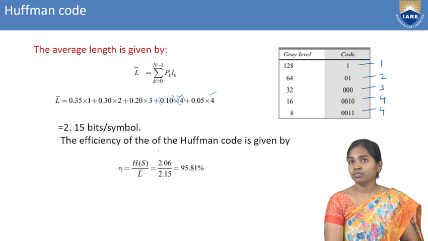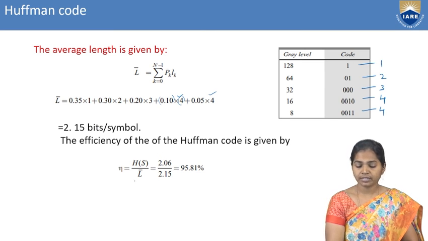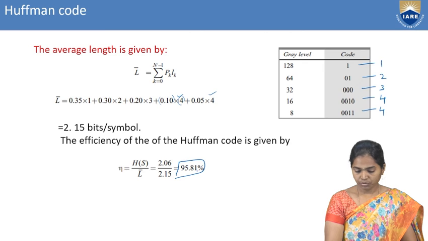So the efficiency of the Huffman code: efficiency eta equals H of S by L bar, which is 2.06 by 2.15, giving 95.81%. This is the efficiency of the Huffman code.